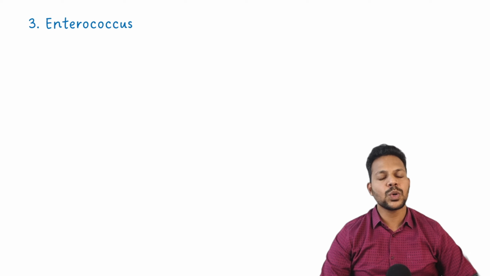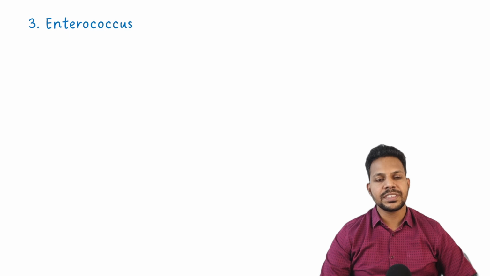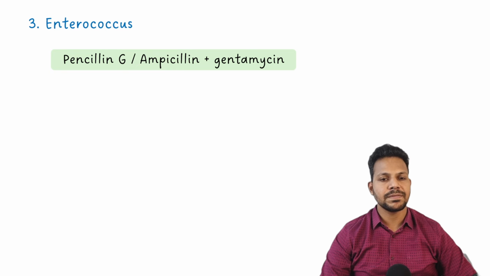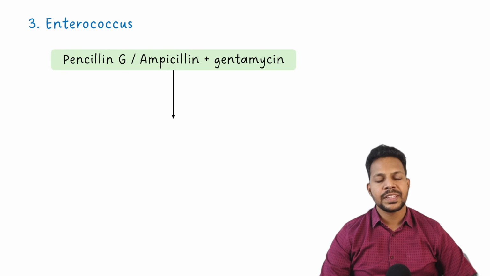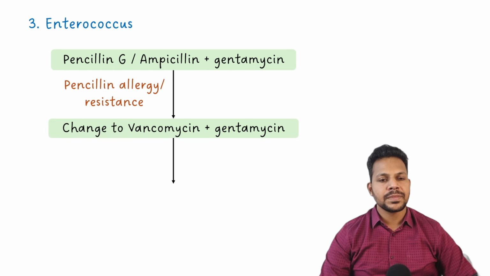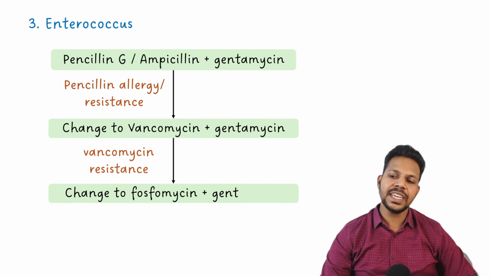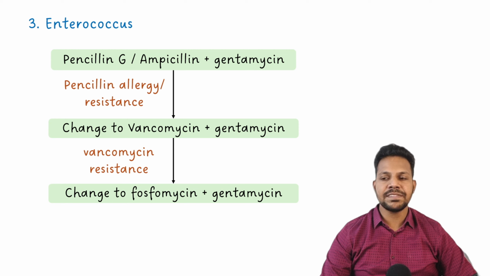Third one, Enterococcus. If the culture shows Enterococcus, start with penicillin G or ampicillin plus gentamicin. If the patient is having penicillin allergy or resistance, then change to vancomycin plus gentamicin. And if the patient is having vancomycin resistance, change to fosfomycin plus gentamicin. See, gentamicin is added at every stage.